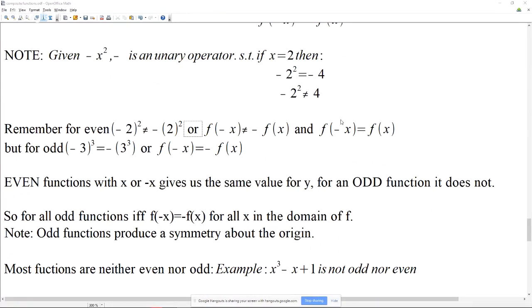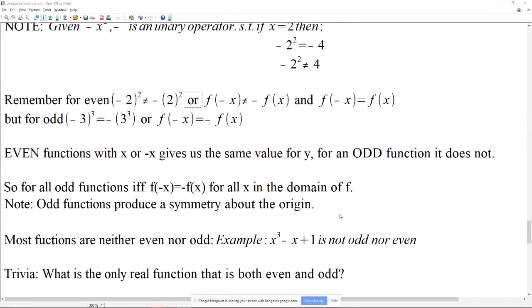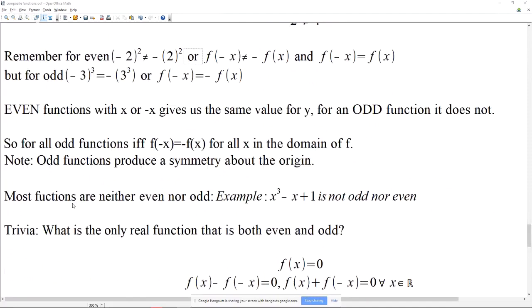Awesome. So for any odd function, if and only if f of -x equals negative f of x, which is just basically saying this up here for all x in the domain of f. And odd functions produce a symmetry about the origin, which I've already showed you. I wanted to add that most functions are neither even nor odd. When I gave you the example 3x minus x plus 1, it's neither odd nor even. Can anybody tell me why? Is this by looking at it, or do you want me to actually graph it for you?